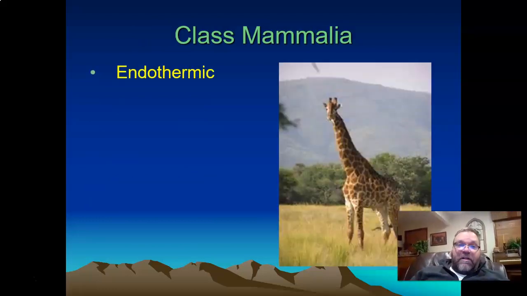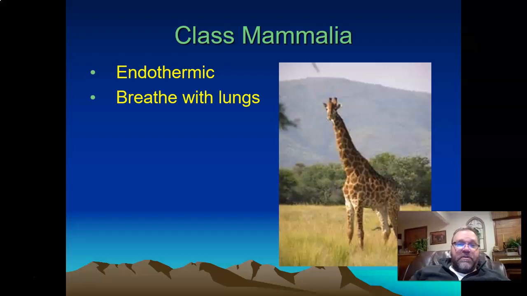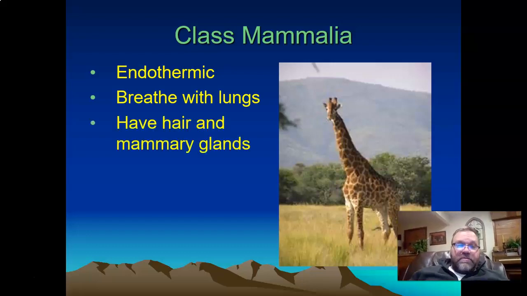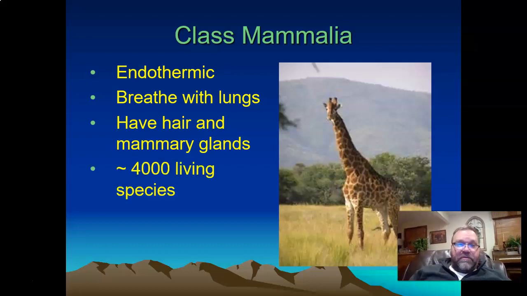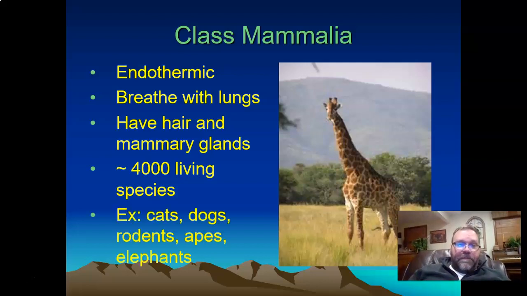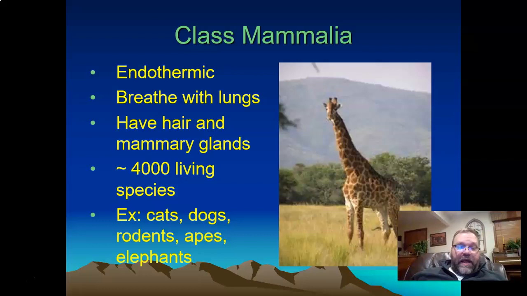All right, let's talk about class mammals. In order to be a mammal, you have to have the following things. You have to be endothermic, controlling your own body temperature. You have to breathe with lungs. You have to have hair and mammary glands. Mammary glands is basically being able to feed milk to your young, which is what we can do. And there are about 4,000 living species of mammals. Examples: cat, dog, rodent, ape, elephant, human, etc.